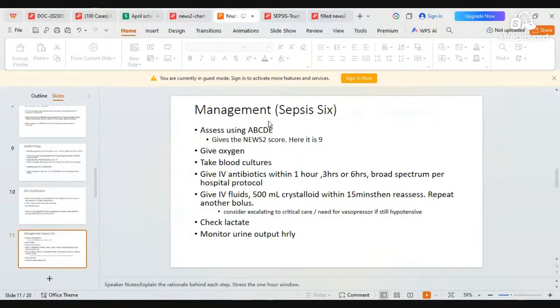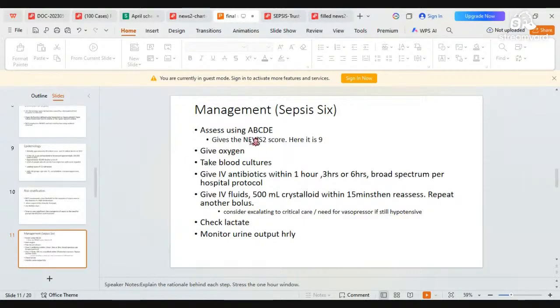But your management of sepsis should start from assessing your patient using the ABCDE protocol. For A, you are looking at the airway. Is this patient breathing? Is this patient able to communicate with me? In this index case, the patient has an oxygen saturation of 95%, so we do not need to give her oxygen. However, she needs to be monitored very closely in case she deteriorates.